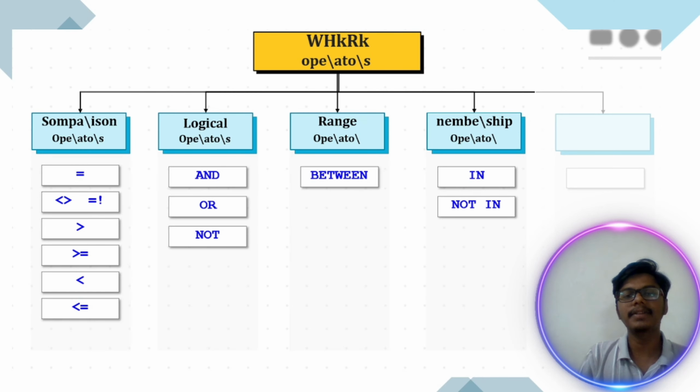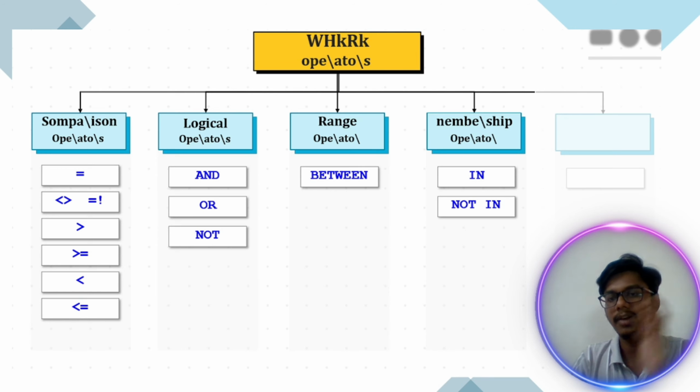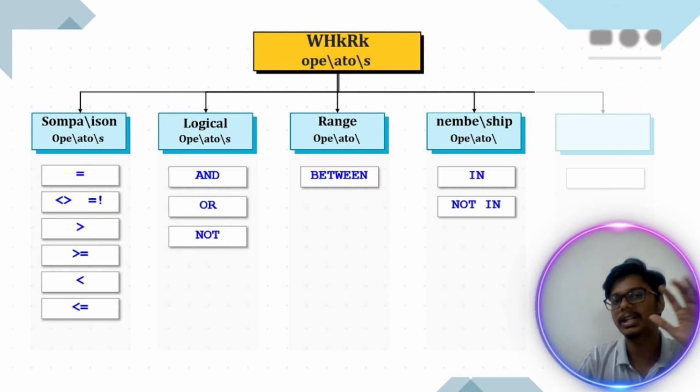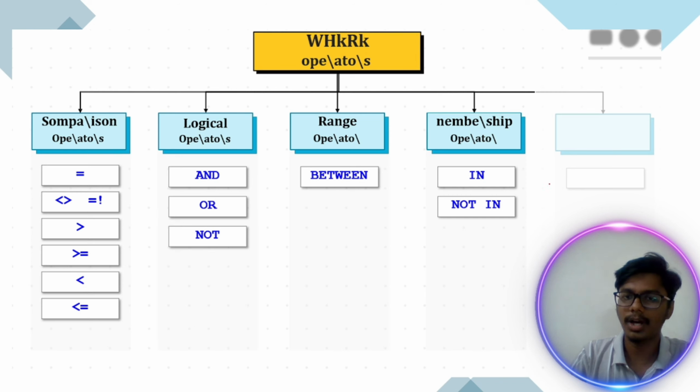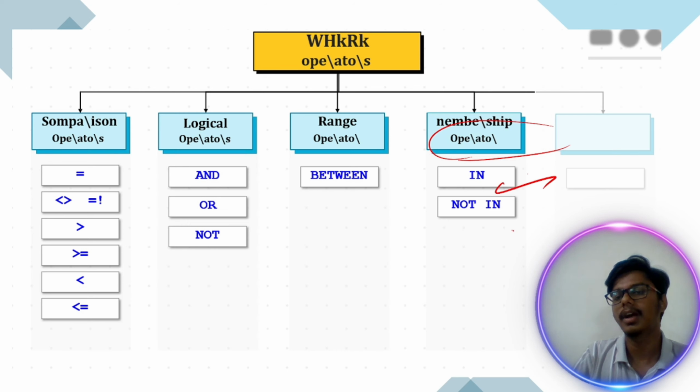Yes guys, in the previous session we discussed three operators: the comparison operator, logical operator, and range operator. Now let's get started with the membership operator, and finally we will discuss the LIKE operator, which is basically called the wildcard. Many people call the LIKE operator a wildcard, and for now I'm also calling it a wildcard. In this session we are going to discuss the membership operator, and it consists of two operators, IN and NOT IN.